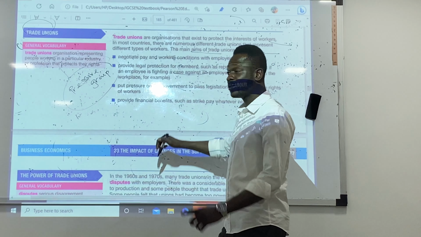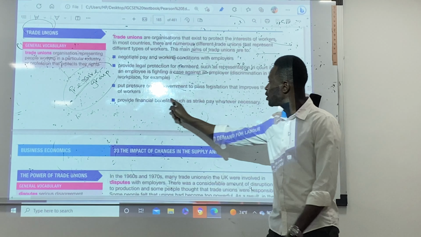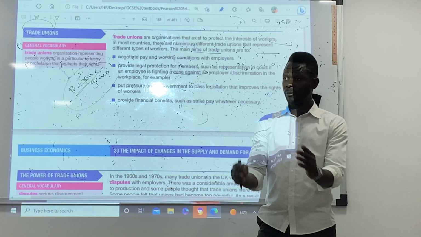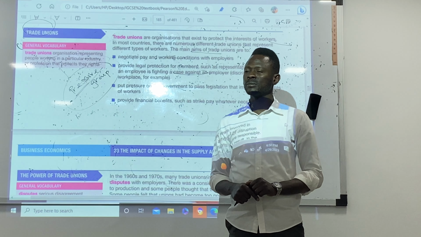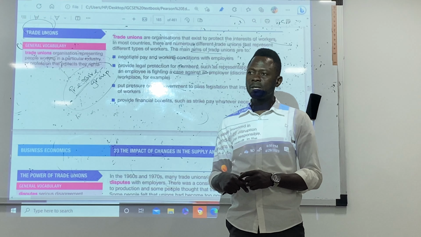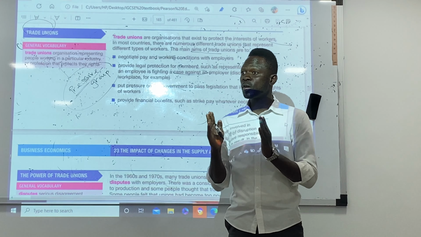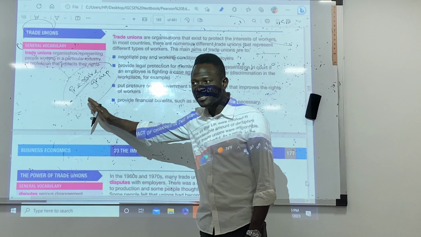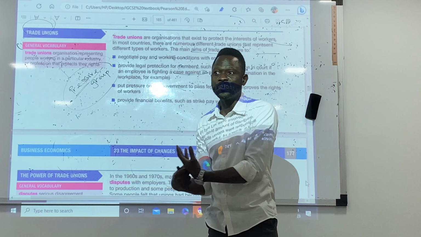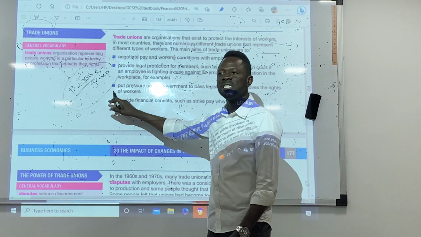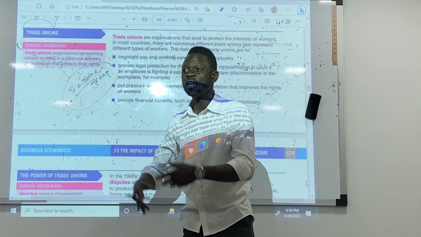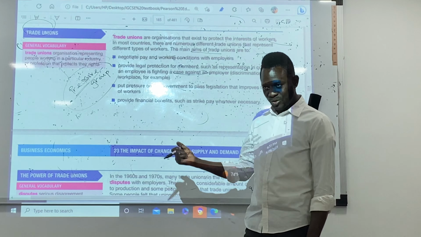The third one: put pressure. I told you, pressure groups. So they put pressure on government to pass legislation that improves the rights of workers. They influence government decisions about workers' rights. We talk about workers only, who are against the employers, the companies. They are the ones that fight for minimum wage. The trade union can fight to increase the minimum wage.